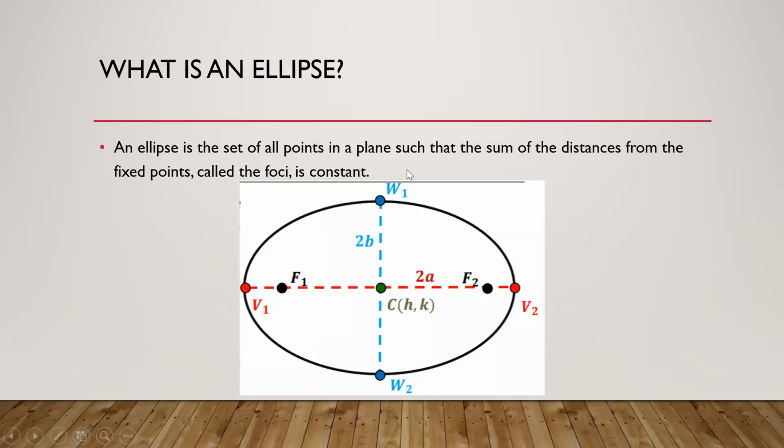What is an ellipse? An ellipse is the set of all points in a plane such that the sum of the distances from the fixed points called the foci is constant.